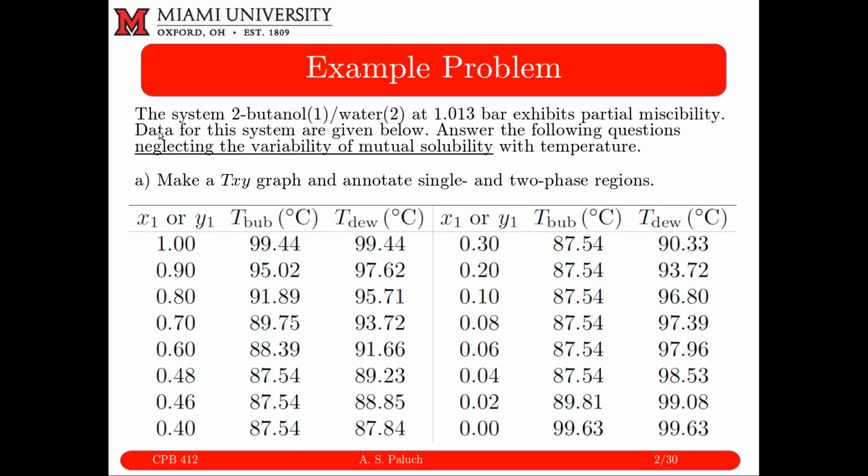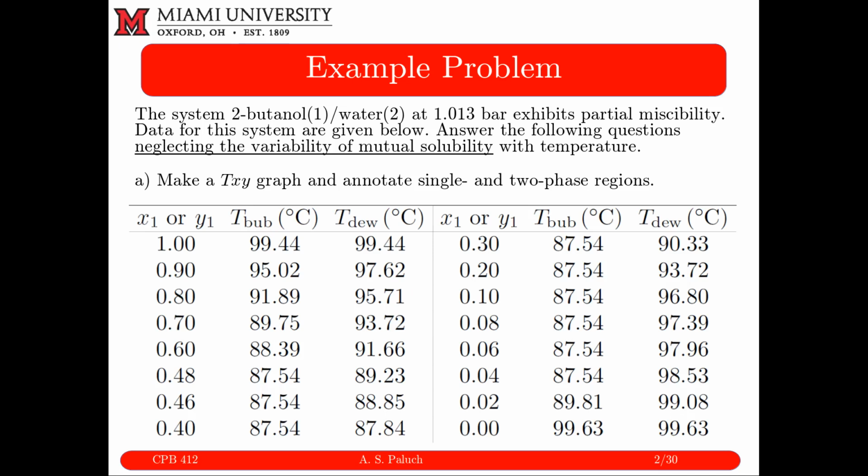We have an example problem where we're told the system 2-butanol in water at 1.013 bars, or that's 1 atm, exhibits partial miscibility. Data for the system are given below. Answer the following questions, neglecting the variability of mutual solubility with temperature. We'll come to this point when we identify our mutual solubilities in our bubble line: we'll just draw some vertical lines down for our LLE phase boundary and assume those compositions are constant at the boundary. Okay.